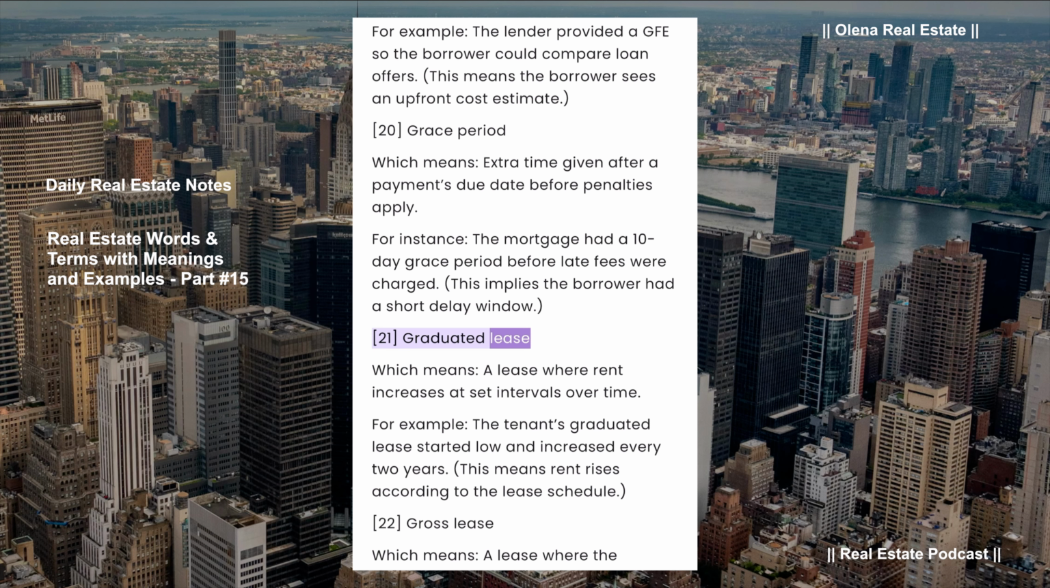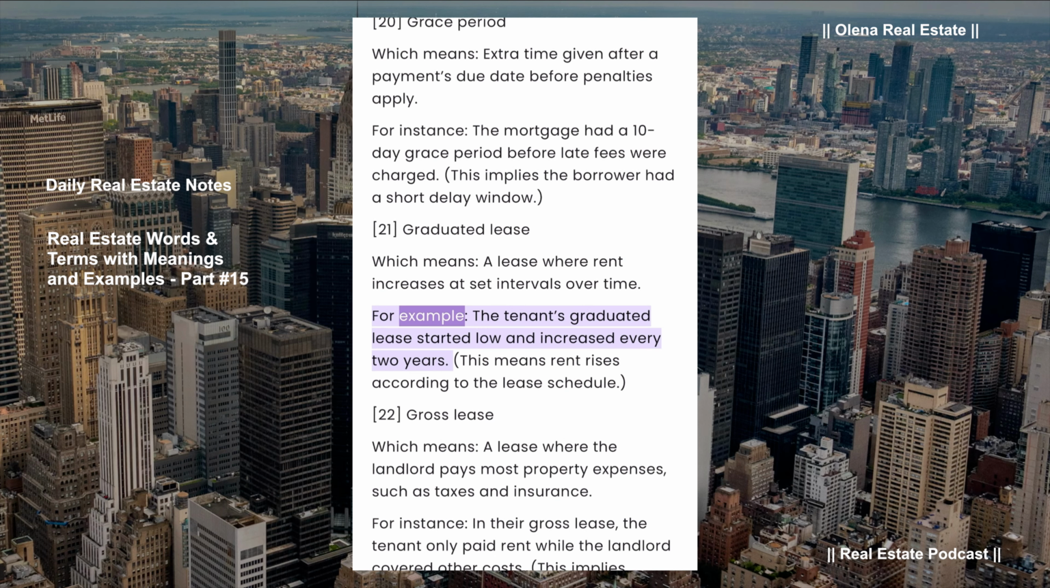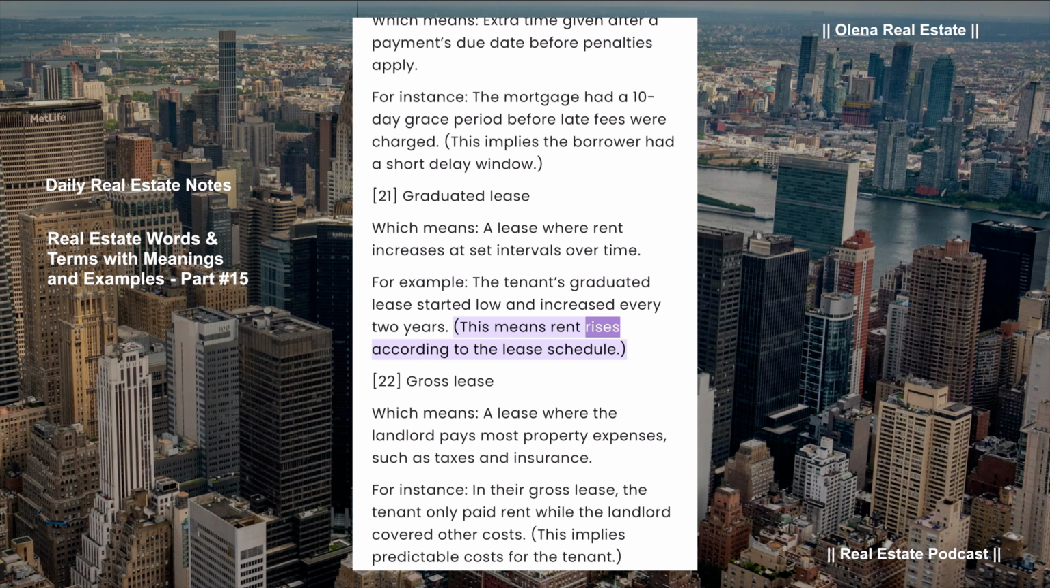Graduated lease, which means a lease where rent increases at set intervals over time. For example, the tenant's graduated lease started low and increased every 2 years. This means rent rises according to the lease schedule.